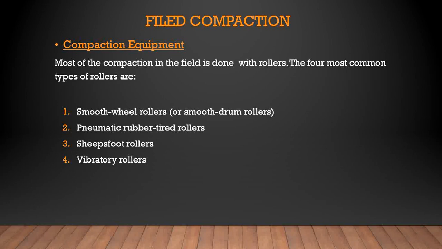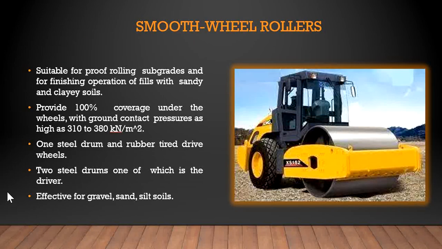So we will see some of the methods of field compaction by using smooth wheel rollers, pneumatic rubber tire rollers, sheep foot rollers and vibratory rollers. First we will discuss the smooth wheel rollers. This type imparts static compression to the soil. There may be 2 or 3 large drums. If 3 drums are used, 2 large ones in the rear and 1 in the front is the common pattern.